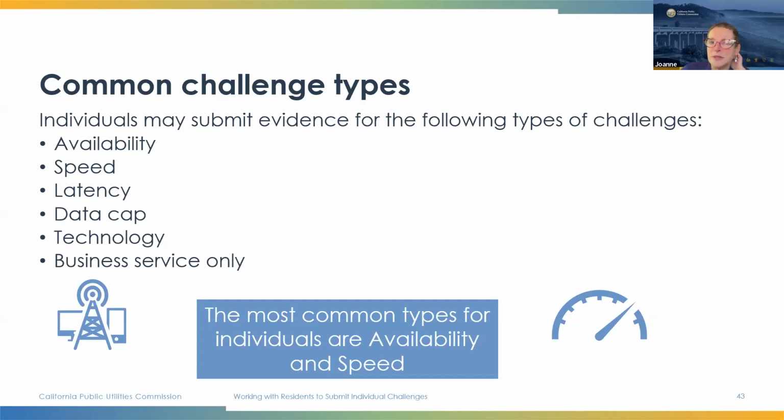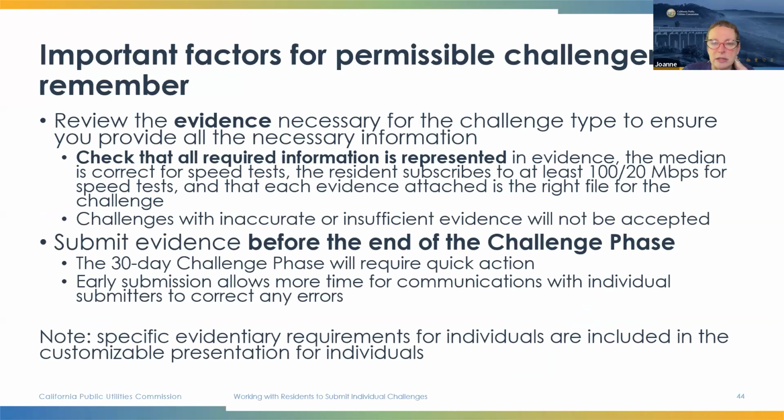The important factors for you to remember as a permissible challenger are that, as the registered challenger, when you process the evidence that is submitted by the individual or individuals for whom you are submitting evidence, you should review that evidence to ensure that all the information is provided in the way that is required by NTIA and by the initial proposal, Volume 1. Some of the things you might want to check are that all required information is represented. So for example, the IP address, the physical address, the service provider, the subscription tier.